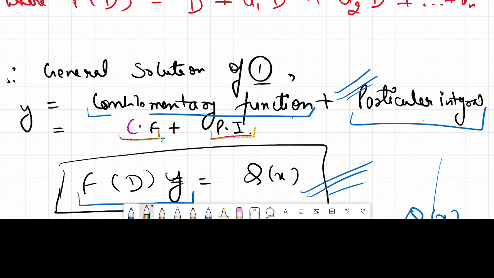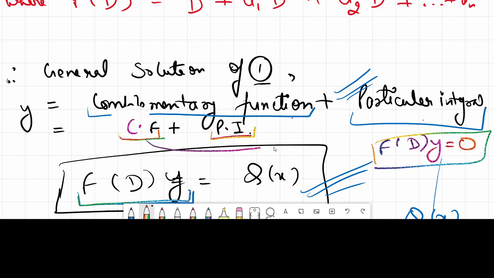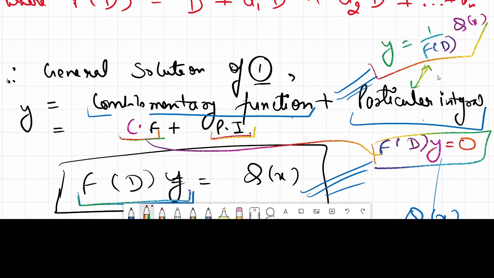So for the CF, if we have f(D) y, we put f(D) y is equal to 0, then the solution we get will be the complementary function. And for the particular integral, it will be y is equal to 1 by f(D) Q(x). The solution for that will be the particular integral, and if we combine the solutions, then we will get the general solution for the given equation.